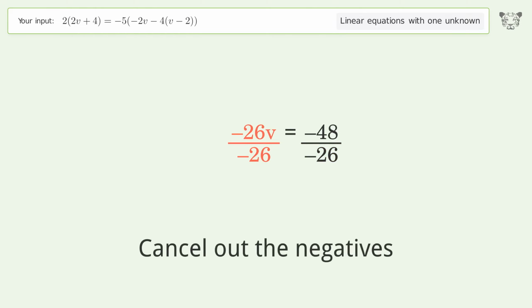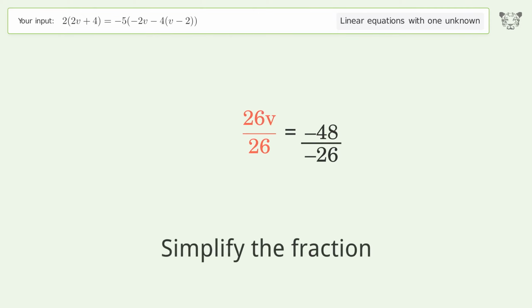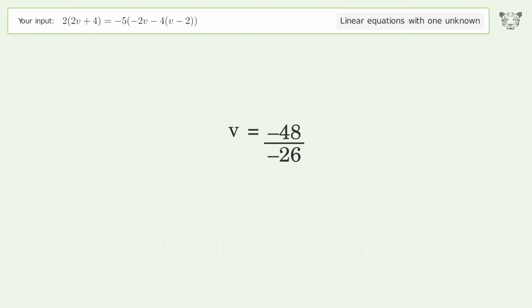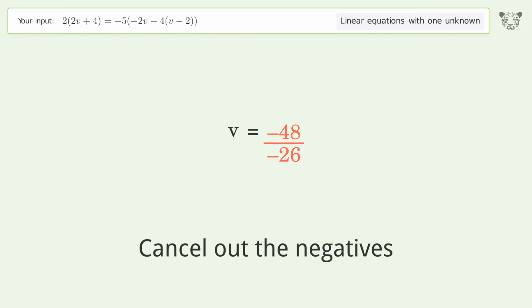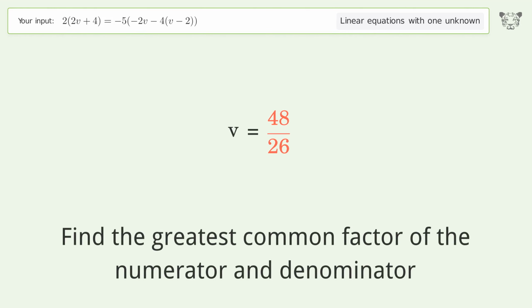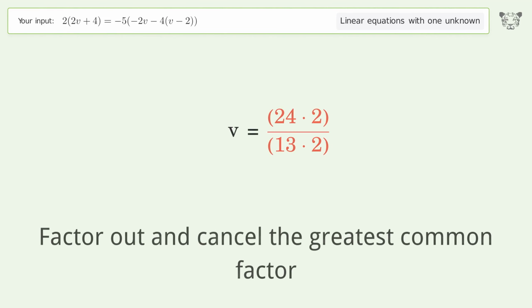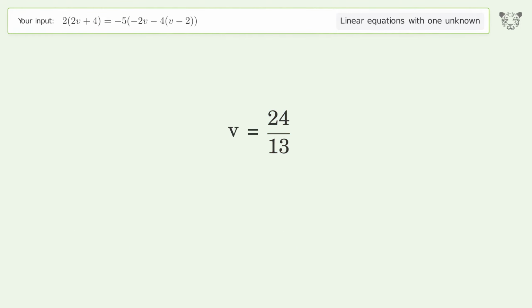Cancel out the negatives. Simplify the fraction. Cancel out the negatives. Find the greatest common factor of the numerator and denominator. Factor out and cancel the greatest common factor. And so the final result is v equals 24/13.